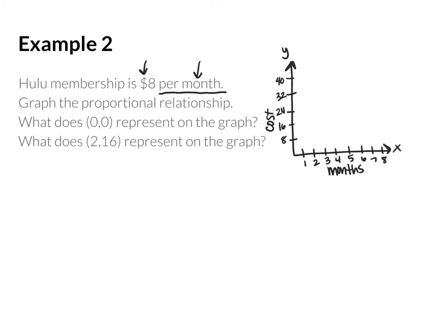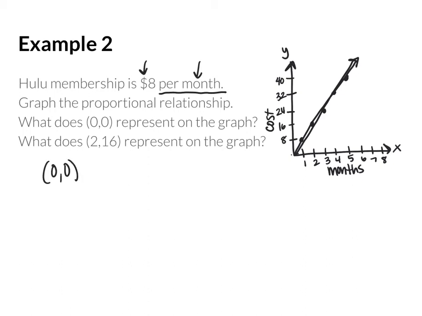When I graph my proportional relationship, I follow and plot each point individually. After 1 month, it's $8. After 2 months, it's $16. After 3 months, it's $24. After 4 months, $32. After 5 months, $40. And this is supposed to be a straight line. There we go. Now that my proportional relationship is graphed, I can determine what each of these points mean.